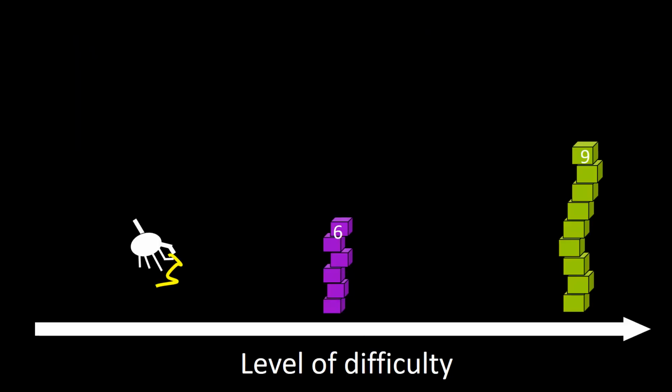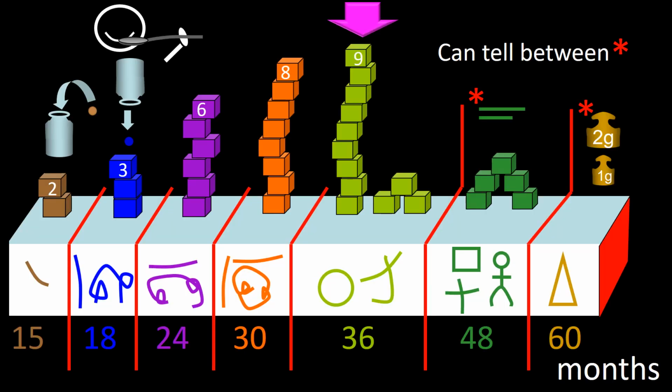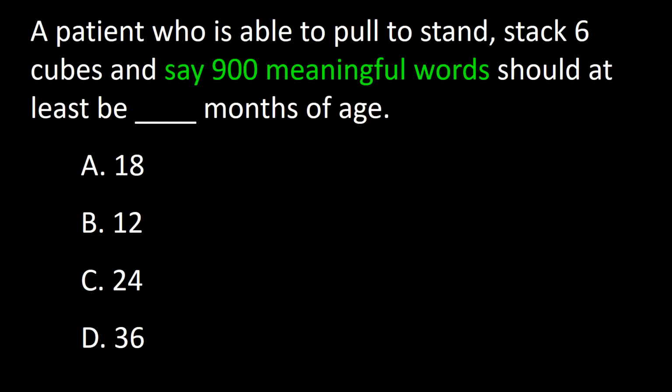And this is the product of the third step, which allows to visualize that stacking 9 cubes is harder than using pincer grasp and stacking 6 cubes. So now what you need to know is the stacking of 9 cubes, which is first accomplished at 36 months of age. So the answer to this question is D. You do not need to modify the stem of the question by writing the corresponding fine motor area of development.